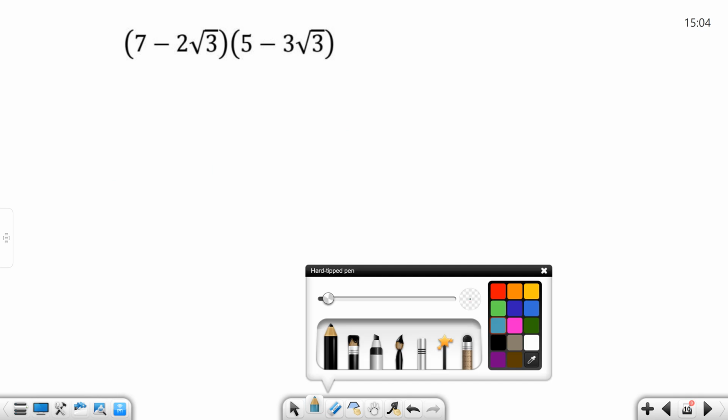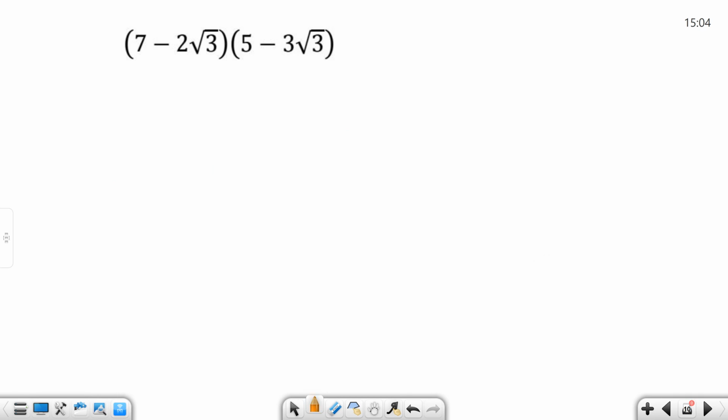So let us do the same thing here with this: first, outer, inner, and last. What is first going to be? 7 times 5 is 35. And then outer, 7 times negative 3 square roots of 3. 7 times negative 3 is negative 21, and then square root of 3.